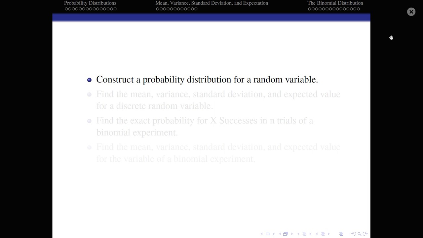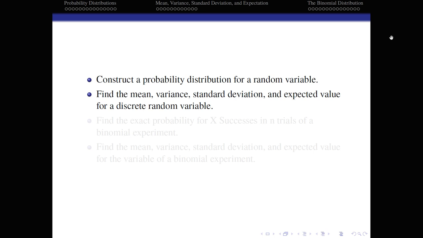The first thing that we're going to work on is constructing a probability distribution for a random variable. We're going to find the mean, variance, standard deviation, and expected value. Now for many of these terms, mean, variance, standard deviation, you already know what these are. Expected value is going to be a new one.